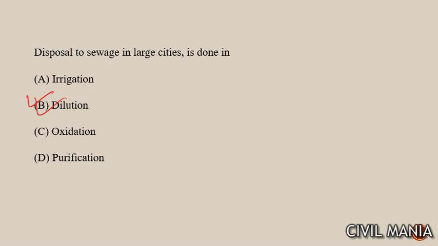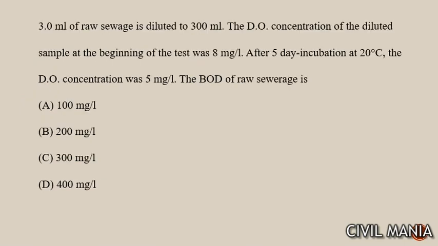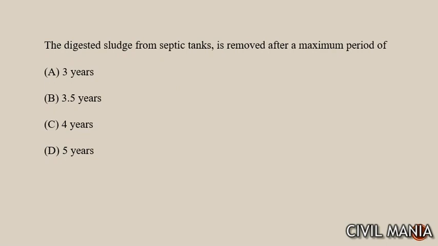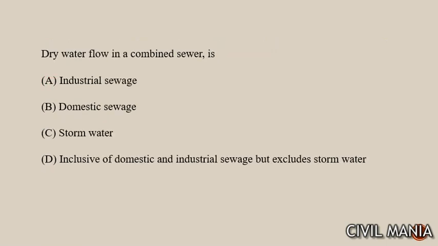उसके बाद नेक्स्ट क्वेश्चन है the BOD of the sewage will be. It will be 300 mg per liter. Next, the digested sludge from septic tank is removed after a maximum period of 3 years. Next is dry weather flow in a combined sewage is storm water.